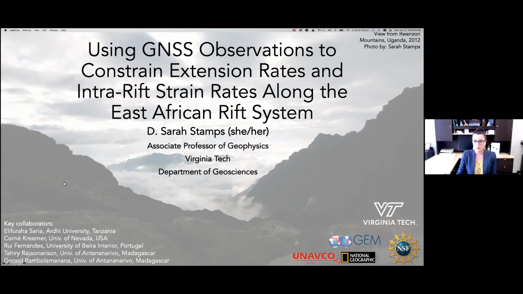The photo in the background is a view above the clouds, and this is a place in Uganda known as the Rwenzori Mountains, where we have several observations of surface motions. This was a photograph from the field a couple of years ago.